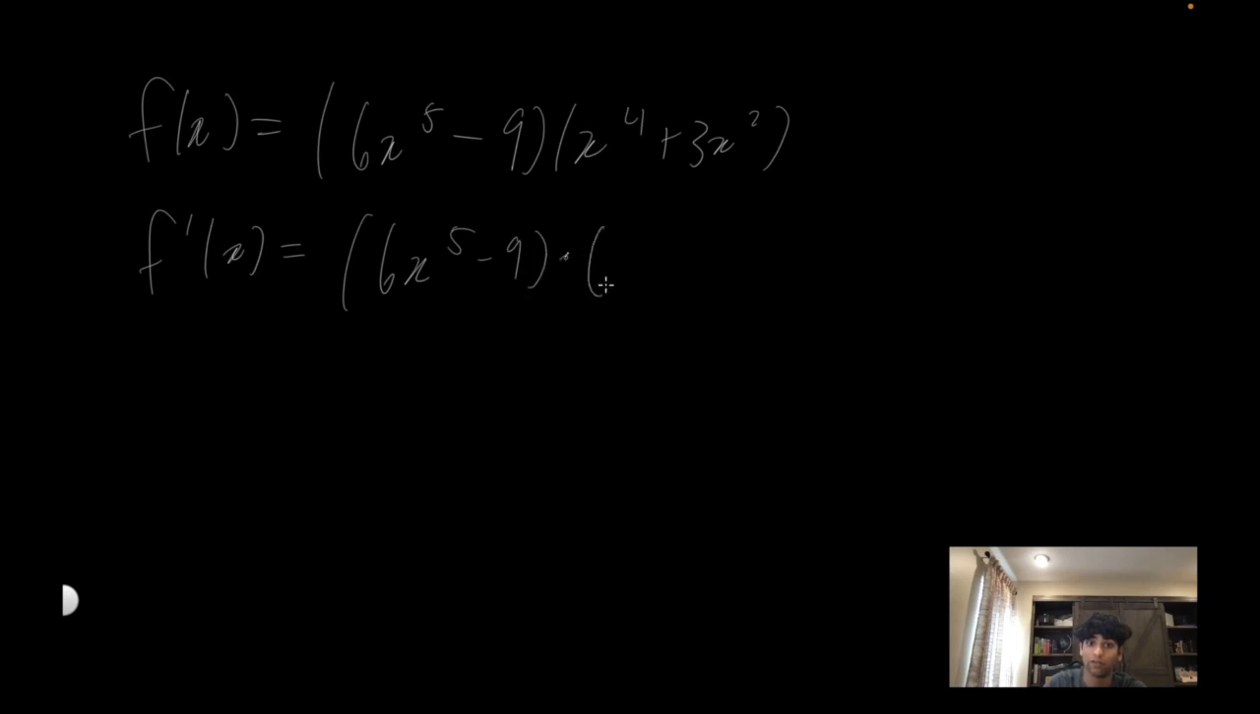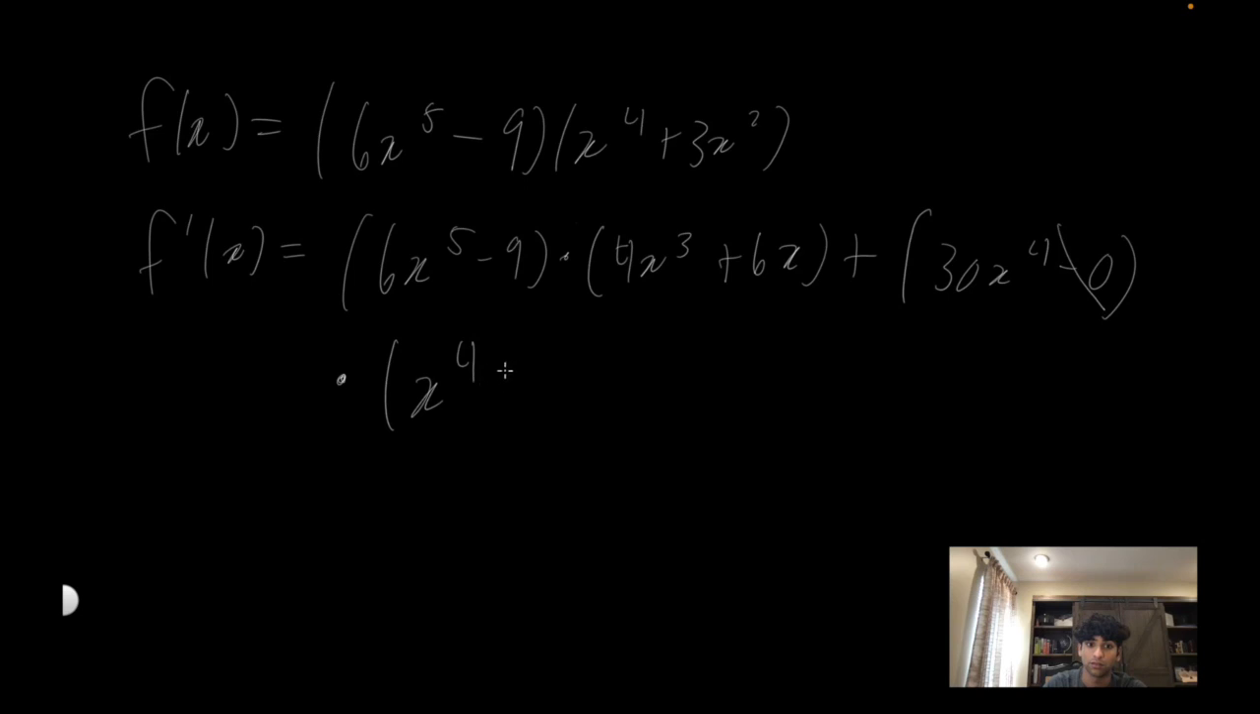times the derivative of this, 4x cubed plus 6x, plus the derivative of the first function, which is going to be 30x to the fourth minus 0. So just ignore this, as I said before, times the second function. Now again, we're going to leave it just like this.